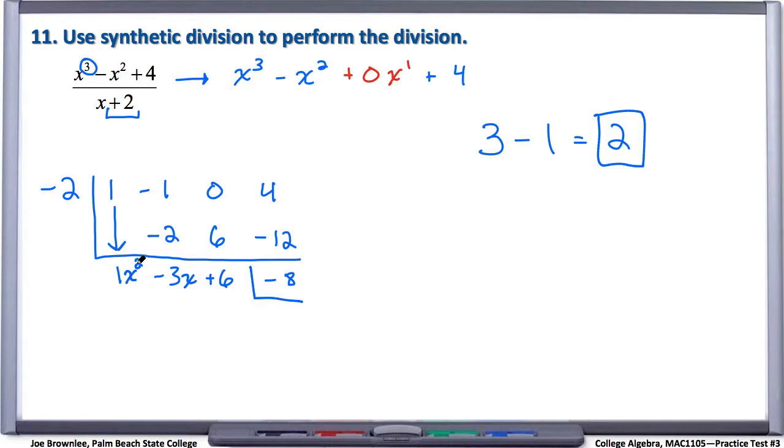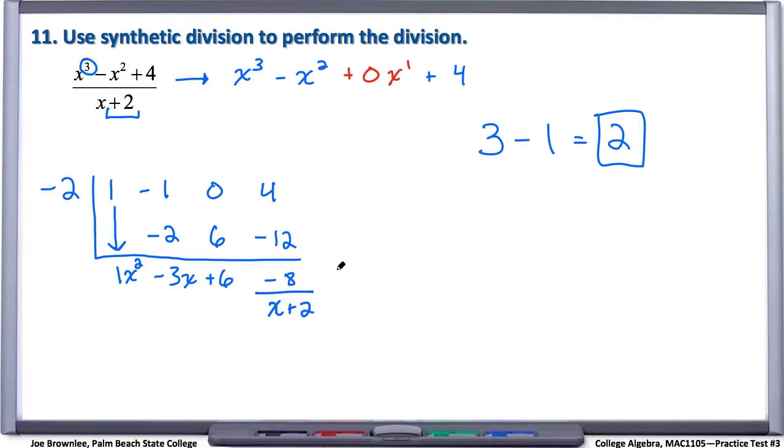So we have x squared minus 3x plus 6, and then again, if you have a remainder, your remainder will always go over whatever the original divisor was. In this case, x plus 2, so we write negative 8 over x plus 2. All right, be sure that you only write the remainder over this x plus 2. It doesn't go over your whole quotient. It's just this last term of the quotient.